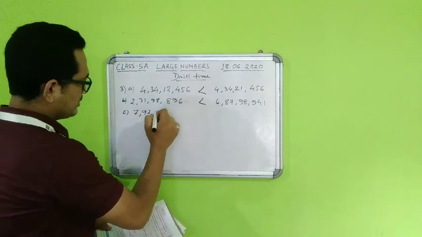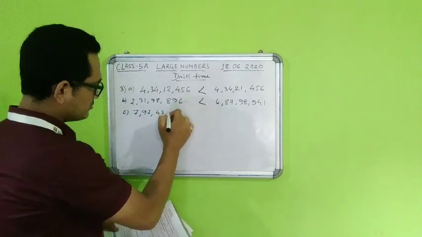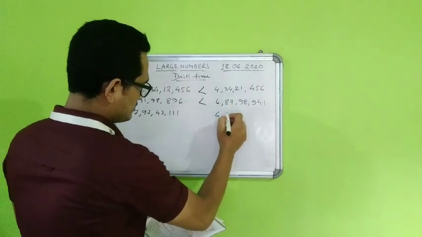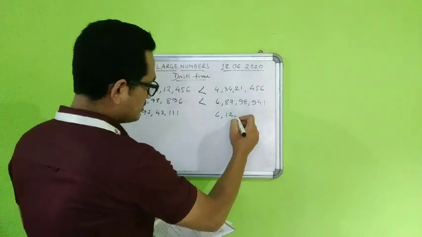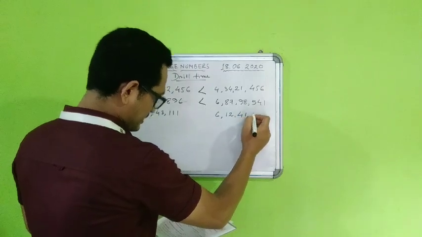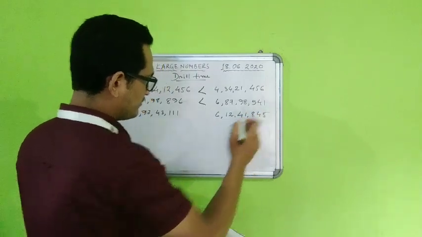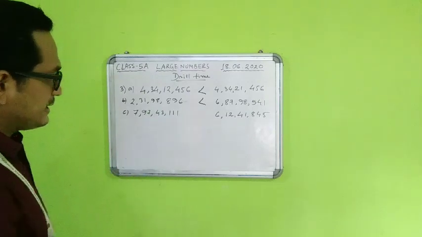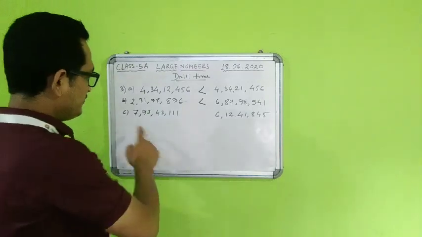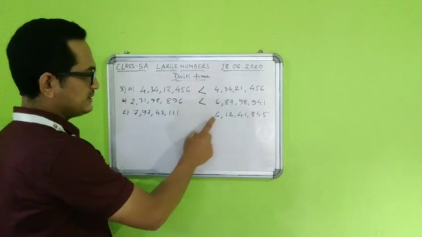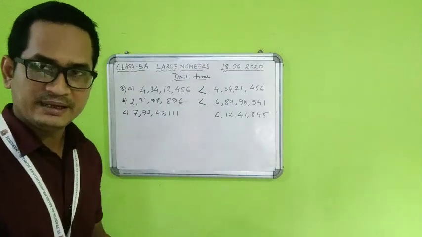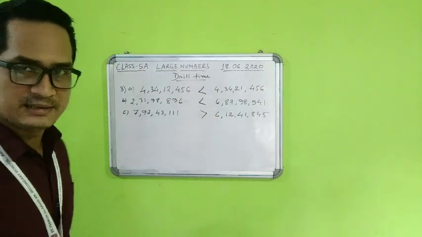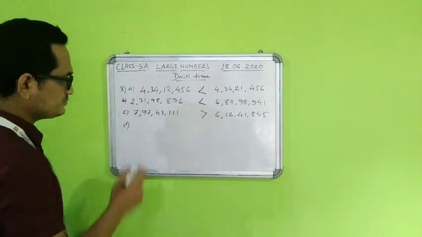Now it is given 797 43 111 and then 612 41 845. Now students, let us see, here also they are again 8-digit numbers. So here, if you start from the left-hand side, it is 7, it is 6. So obviously 7 will be greater than 6, that is 7 crore. So this one will be the greater one this time, that is number C.